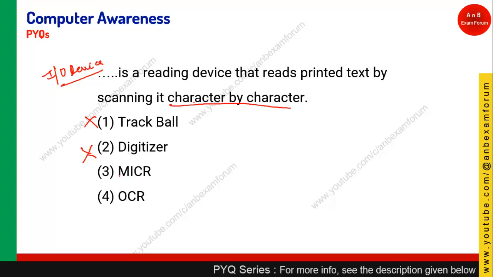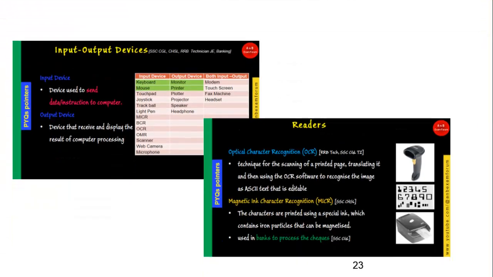You are left with MICR, magnetic ink character recognition, and optical character reader. This is saying that it is going to read printed text character by character, so it is optical character recognition, the reader which reads character by character. All such pointers we have seen in this particular session: OCR is used to recognize text, ASCII text basically, that is editable, whereas MICR is generally used in banks to process the cheque.